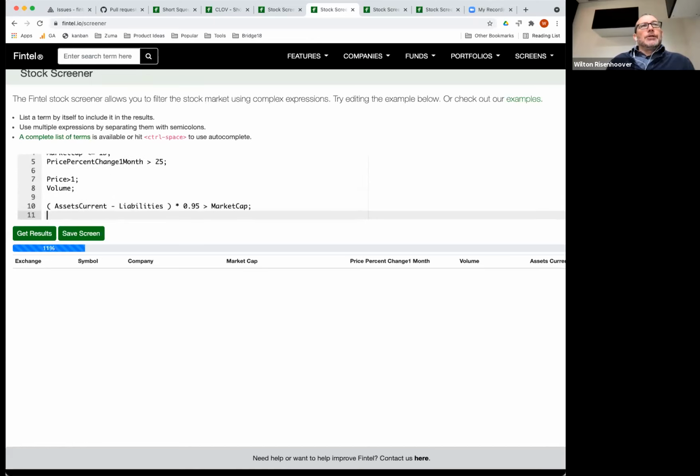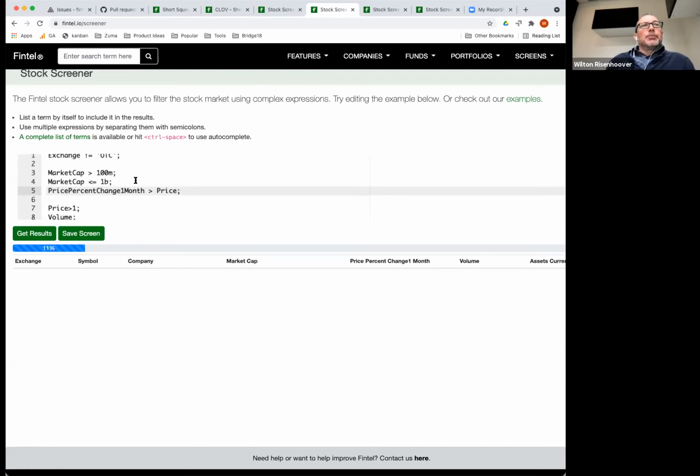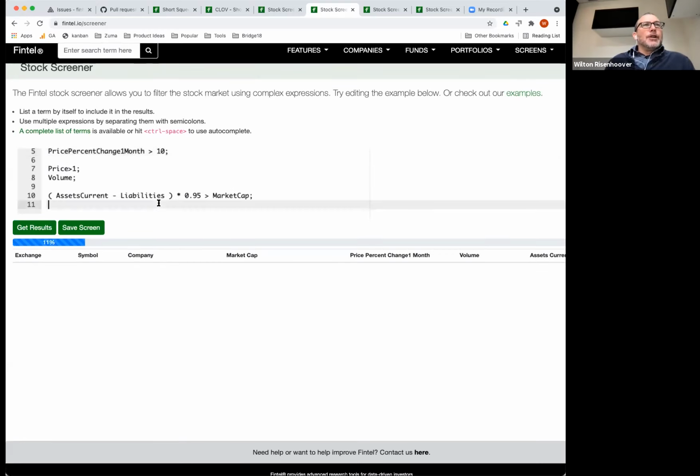You could conceivably say, and I'm not sure why you would say this, because it doesn't make any sense whatsoever, price percent change over 1 month is greater than price. That would mean if the price percent change is 25%, then the price would have to be less than 25, and that would match. Doesn't make any sense, but you get the idea. So this is it in a nutshell, right? You can take this and really stack all these terms to get something interesting.